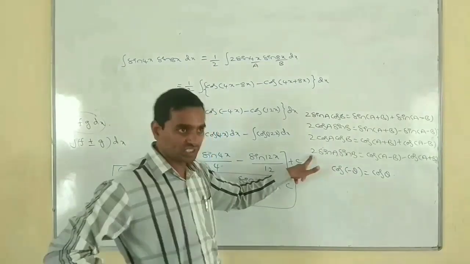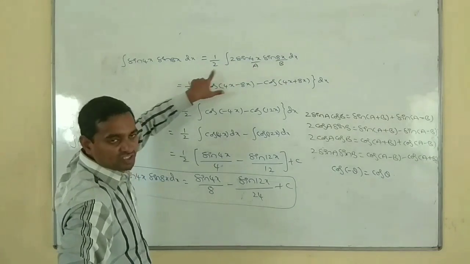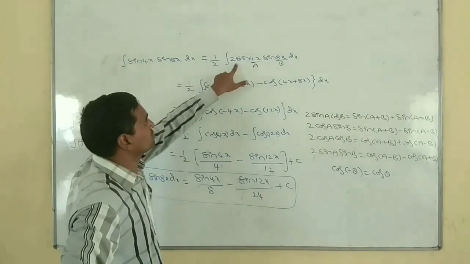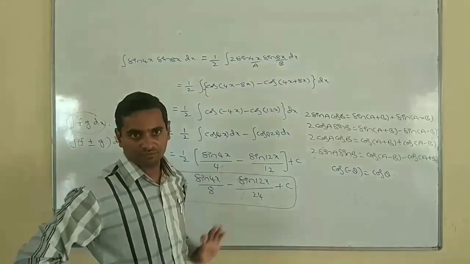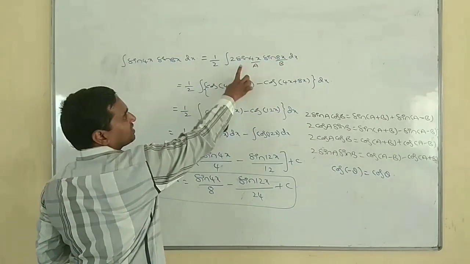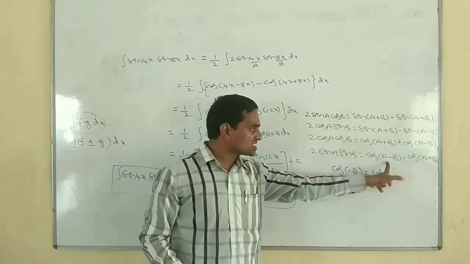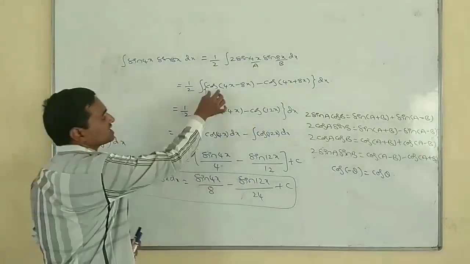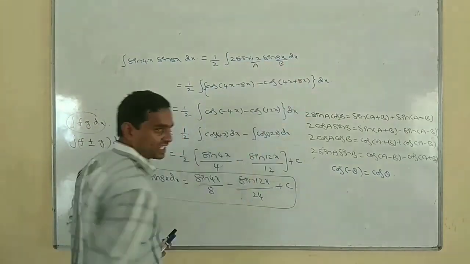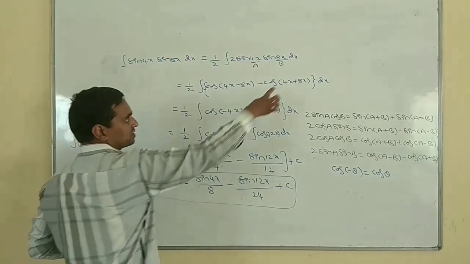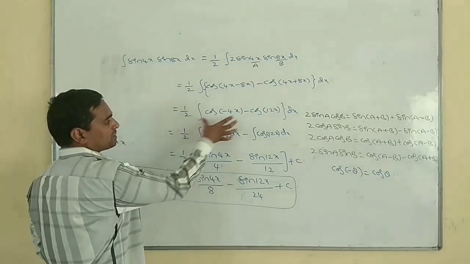Before that, here 2 is needed and it is not there. That's why I first multiply and divide by 2: 1 by 2, then 2 sin 4x into sin 8x. Now it is in the form of 2 sin a sin b, where a is 4x and b is 8x. Then we apply cos of a minus b minus cos of a plus b: cos of 4x minus 8x, minus cos of 4x plus 8x. 4 minus 8 is minus 4, 4 plus 8 is 12. Cos of minus theta is cos theta. That we can write separately.